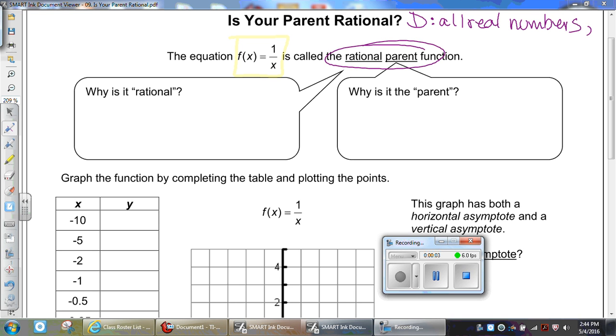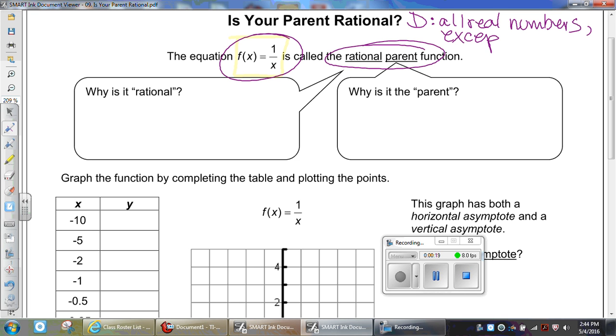This video will cover the parent rational function. What we intend to do here is look at the parent function of our rational function, which has the equation 1 over x. And we were discussing how, from the domain, we will have to exclude 0, because if we were to divide by 0, that will give us an undefined answer. So let's answer these two questions here.